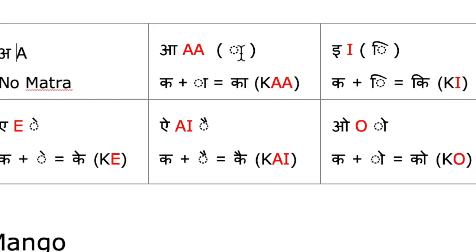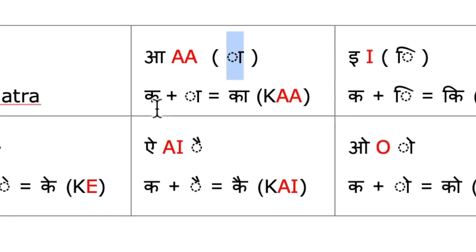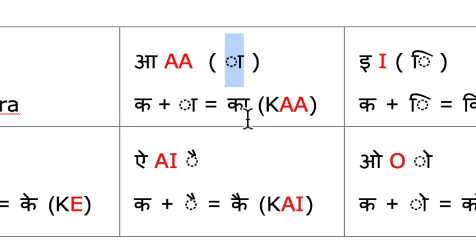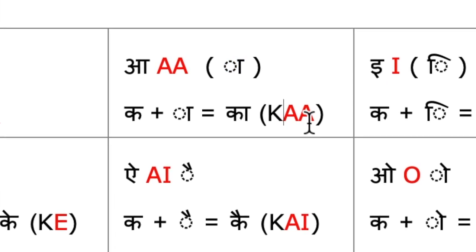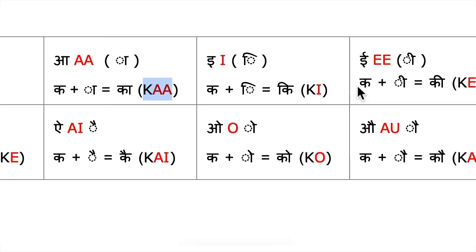For a, it has a matra like this, and you can see that ka plus a matra becomes ka, k double a. There are also barakhari in Hindi, but you can learn that barakhari with this trick. You don't have to remember all the barakhari, you just understand this trick properly so that you can know about the barakhari very easily. So for a we can use a matra like this, and ka plus a matra becomes ka.